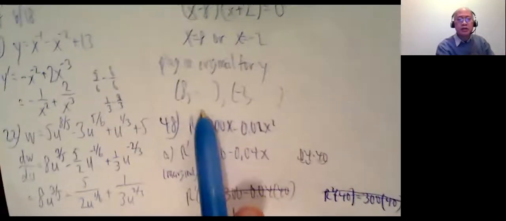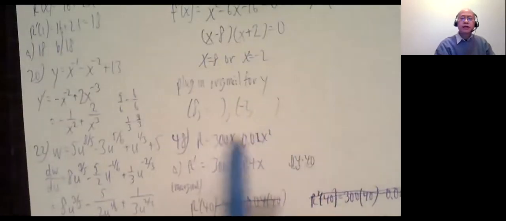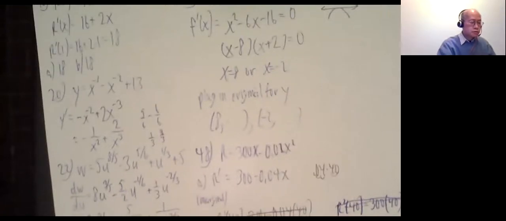So the answer is 8 comma something. Okay, plug in 8. It's messy, but you can do it. And likewise, plug in negative 2, grind it out, and you get that answer. Okay, so it's 8 comma something, negative 2 comma something. All right.